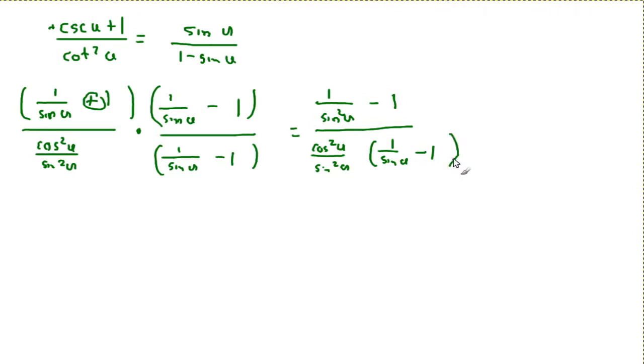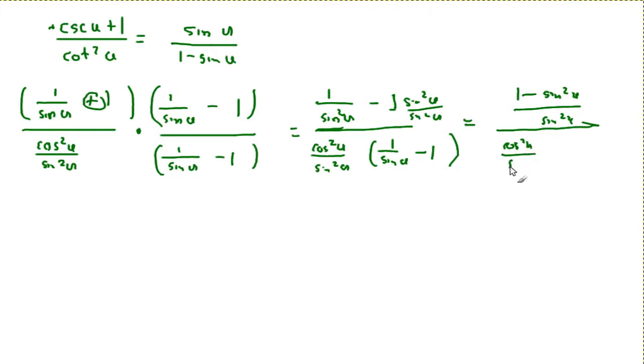And then, instead of dividing, we need to convert it to multiplication form. Before I do that, for the numerator, I'm going to get the common denominator for 1. To the 1, I'm going to multiply sine squared of u over sine squared of u, which will give me 1 minus sine squared of u over sine squared of u, divided by cos squared of u over sine squared of u, multiplied by 1 over sine u minus 1.